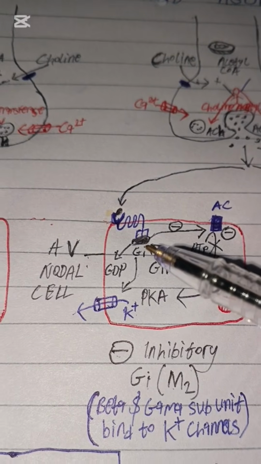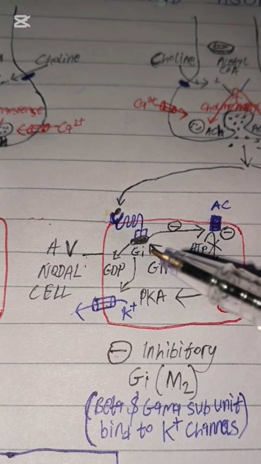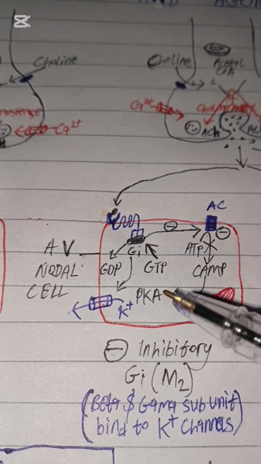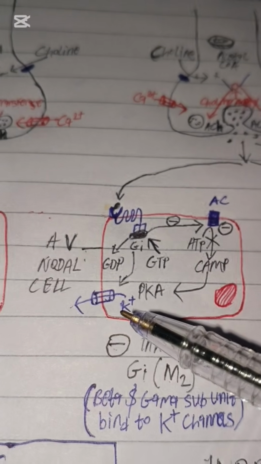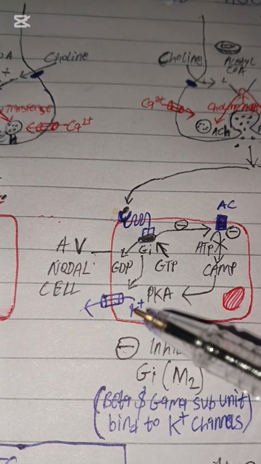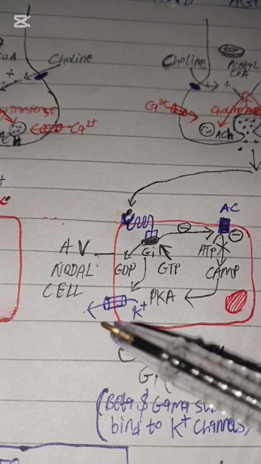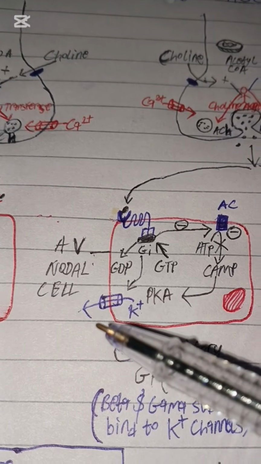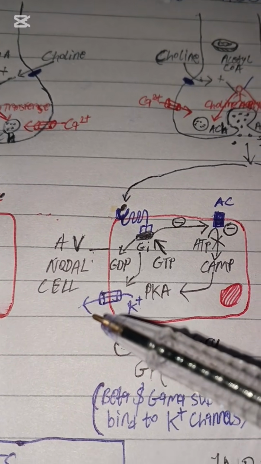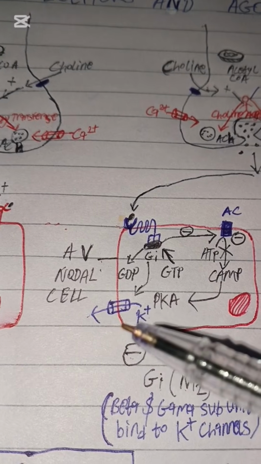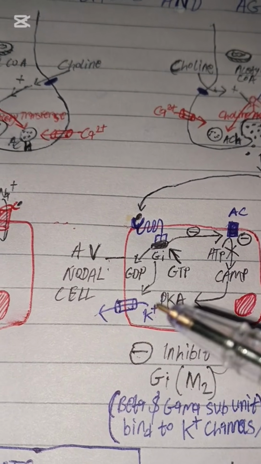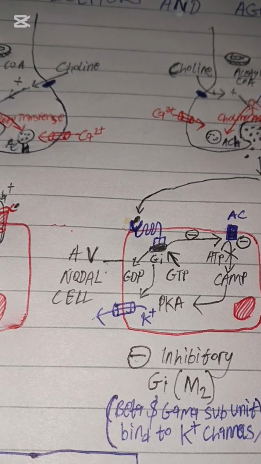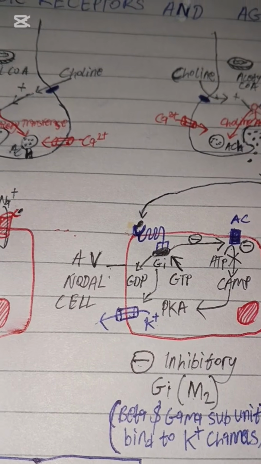This GI has beta and gamma subunits. The beta and gamma subunits bind to the potassium ion channels and allow for efflux of potassium, making the cell hyperpolarized. And as such, your heart doesn't contract as much. So at the end of the day, you have bradycardia.